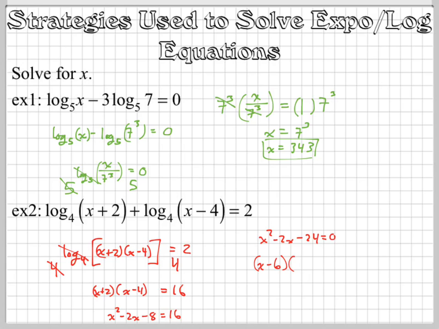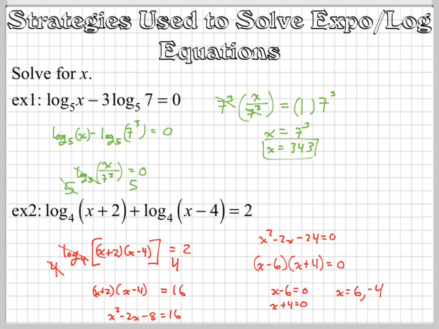Thank you, Mr. Patey. So x plus 4 and x minus 6, those multiply to give you that polynomial. Now you could take each of these and set them equal to 0. You could say x minus 6 equals 0 and x plus 4 equals 0. And so you get your answers to be 6 and negative 4. But you must check for extraneous solutions.